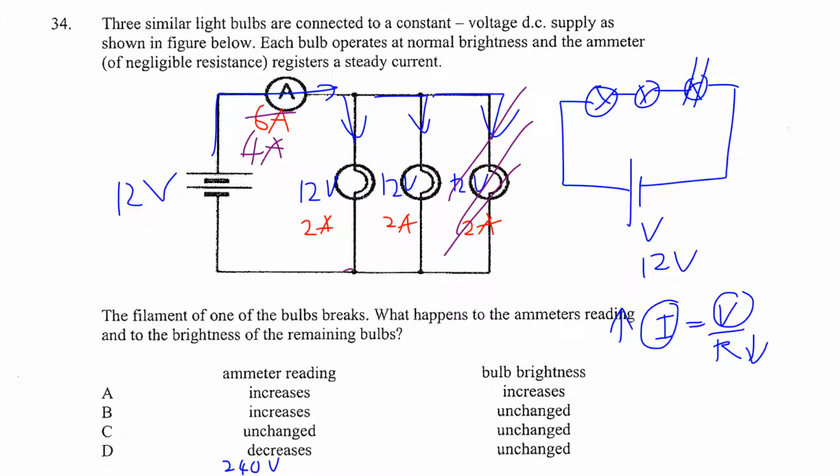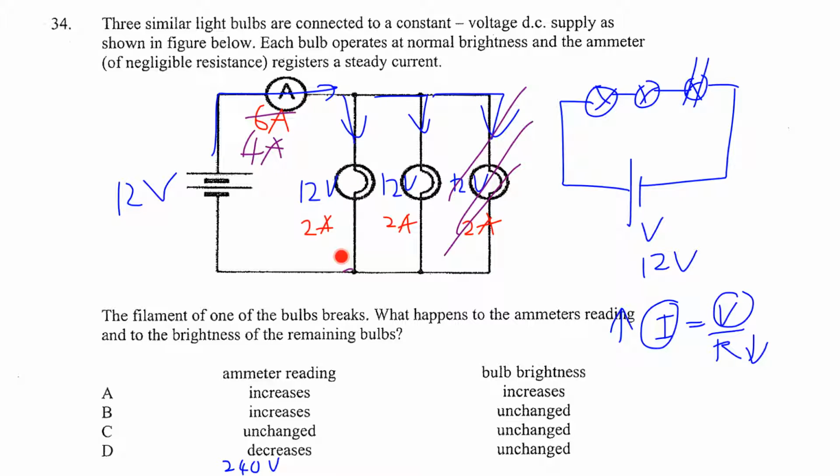So some people ask me, does the bulb brightness depend on voltage or current? Actually, it's a wrong question, because the bulb brightness depends on both voltage and current. You cannot separate them, because most of these questions will assume that the resistance of the bulb remains constant. So therefore, V equals IR. If resistance is constant, your V is proportional to your I. So if your V changes, your I will change. You understand? So it depends on both.